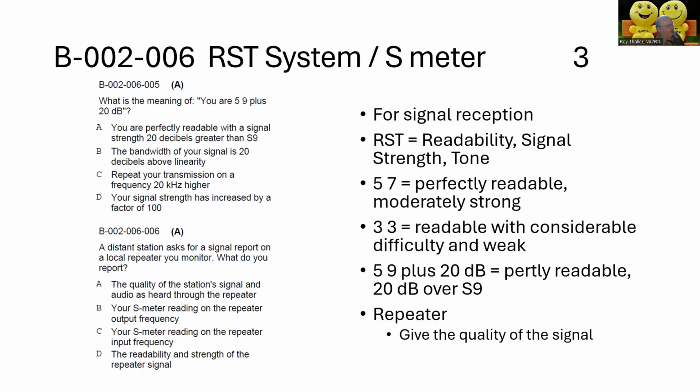What's the meaning of 5.9 plus 20? So that means you have a really strong signal and you're above S9. So the answer is A, you're perfectly readable with a signal strength of 20 decibels greater than S9. So you have a really strong signal.